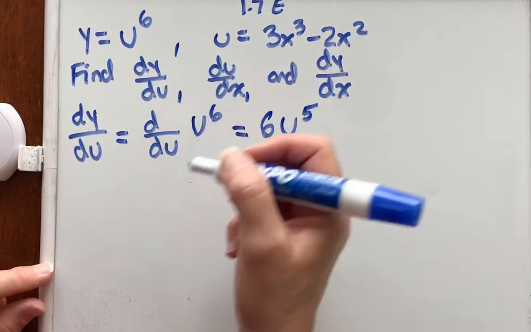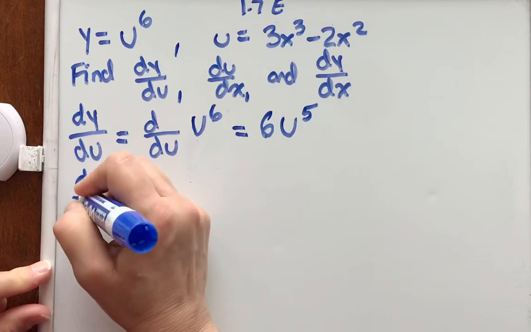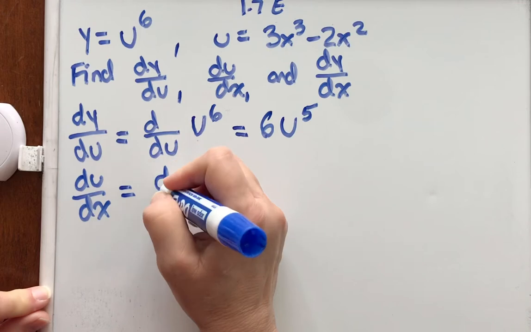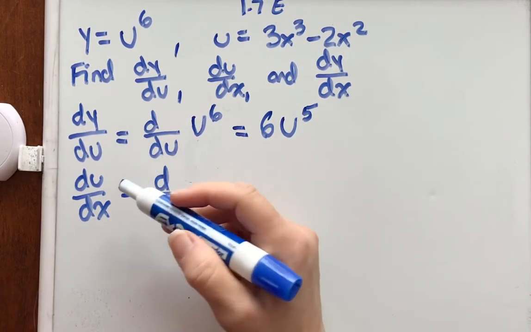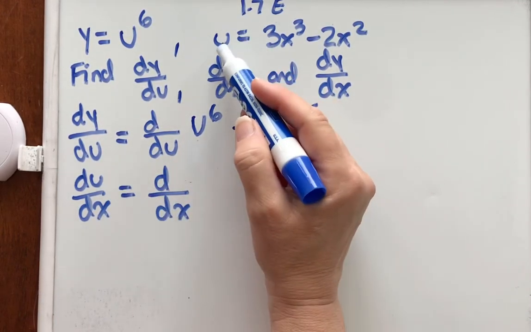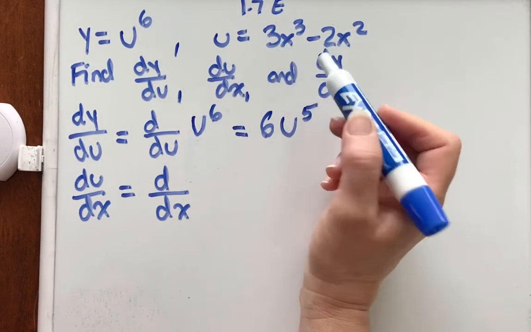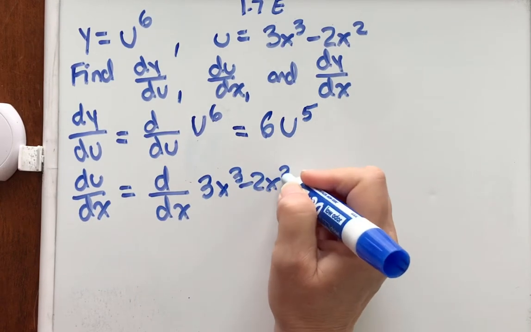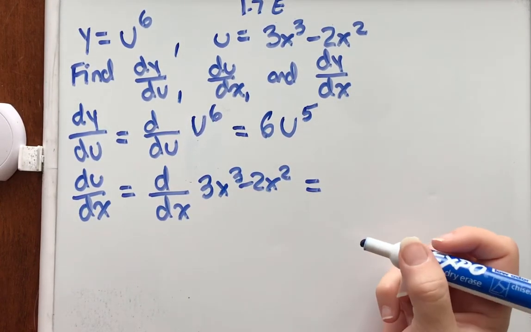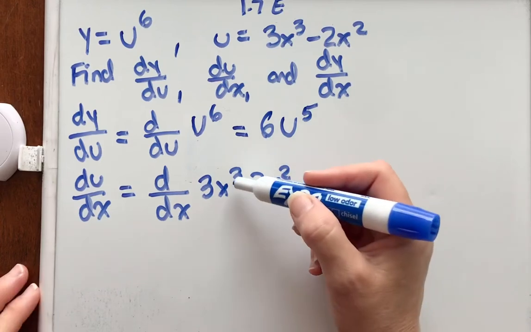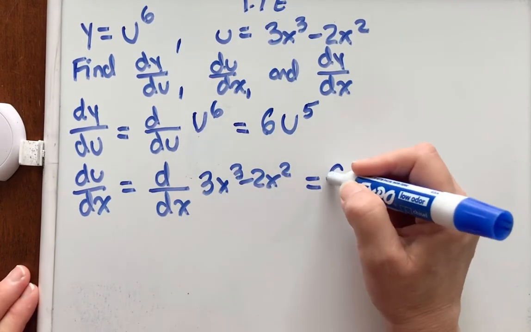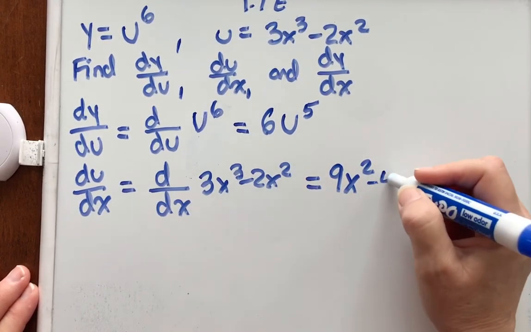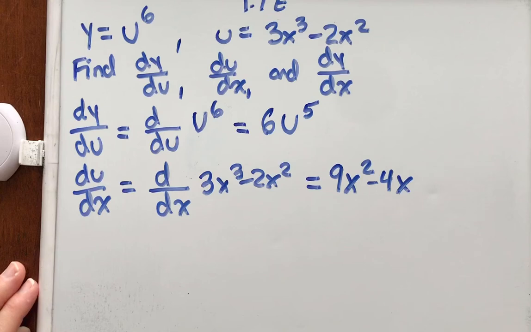Okay, let's do the next one, du/dx. x is our input, u is our output. So this is d/dx. And now what is our u? u is our output, x is our input. So we write 3x cubed minus 2x squared. Taking the derivative, we bring the 3 down: 3 times 3 is 9, take away 1, x squared. 2 times negative 2 is negative 4, take away 1 is 4x.